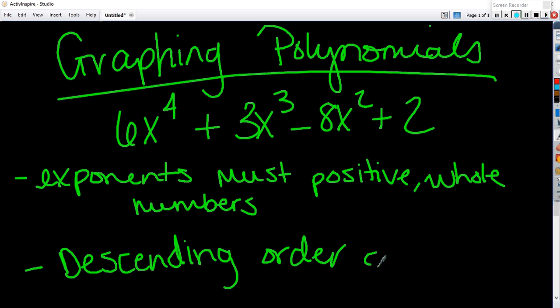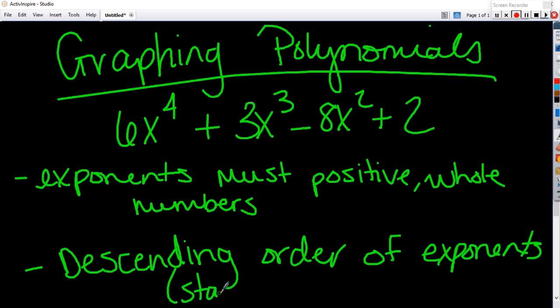We don't need any placeholders? No, not now. You won't need them. Even if they're not in descending order? You want to put them in descending order because that's standard form. But you don't need placeholders here. That's only when we're dividing, really, that we need them.